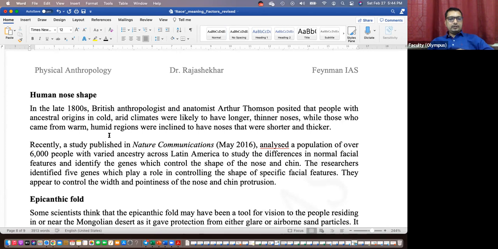So what is influencing the nose shape? Environmental factors. It looks like environmental factors are shaping the nose shape.